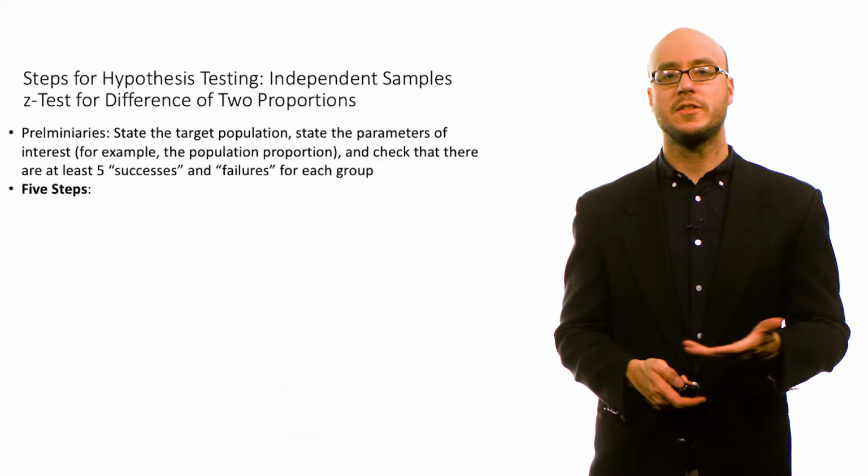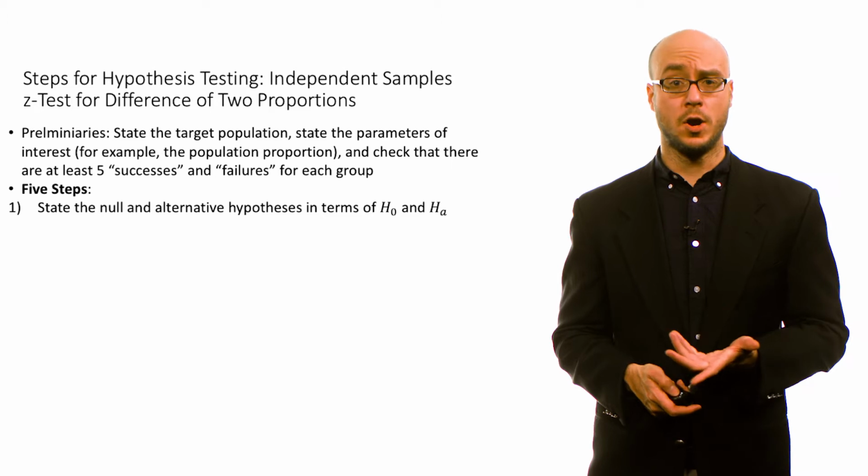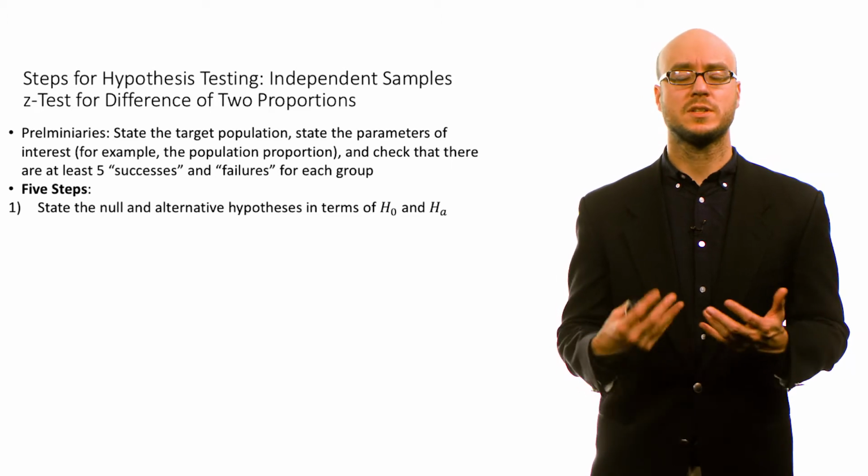Then what you want to do is state the parameters of interest. So in this case, we're actually interested in the difference of two proportions in the population. And then we want to check that there are at least 5 successes and failures for each group. Then the 5 steps for hypothesis testing are the same as before, with some slight modifications.